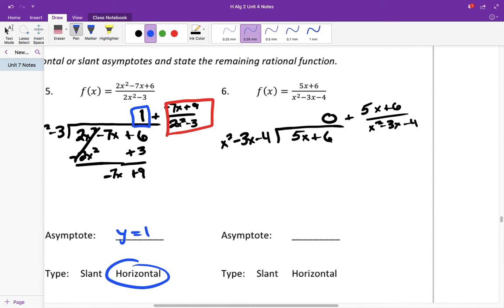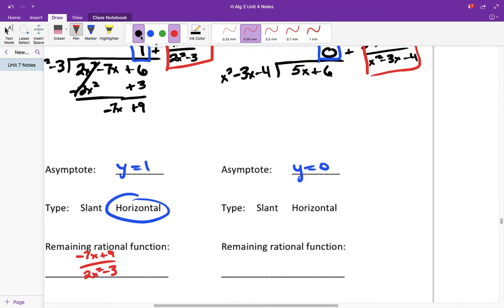So again, looking at your two parts here, you still have an asymptote. It's just through y equals 0. Well, first off, let me make sure y equals 0, that is a horizontal asymptote for us. But then our remaining rational function this time is 5x plus 6 over x squared minus 3x minus 4.